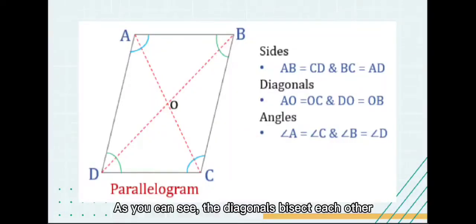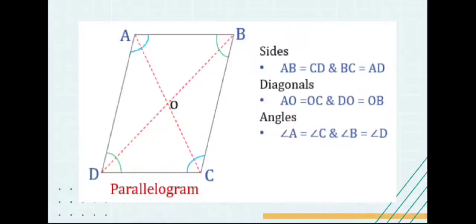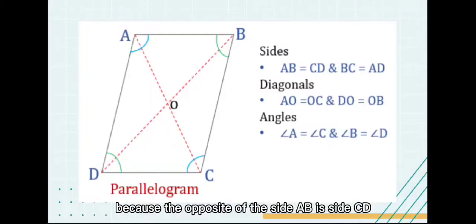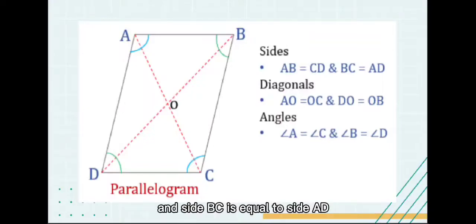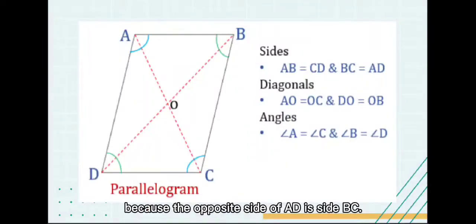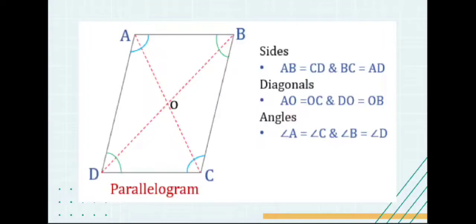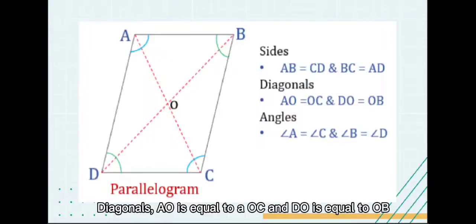As you can see, the diagonals bisect each other. Side AB is equal to side CD because the opposite of side AB is side CD, and BC is equal to side AD because the opposite side of AD is side BC. Diagonal AO is equal to OC and DO is equal to OB.